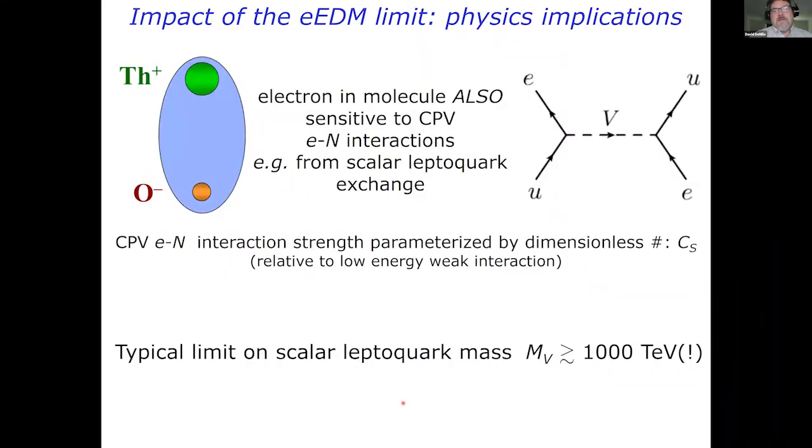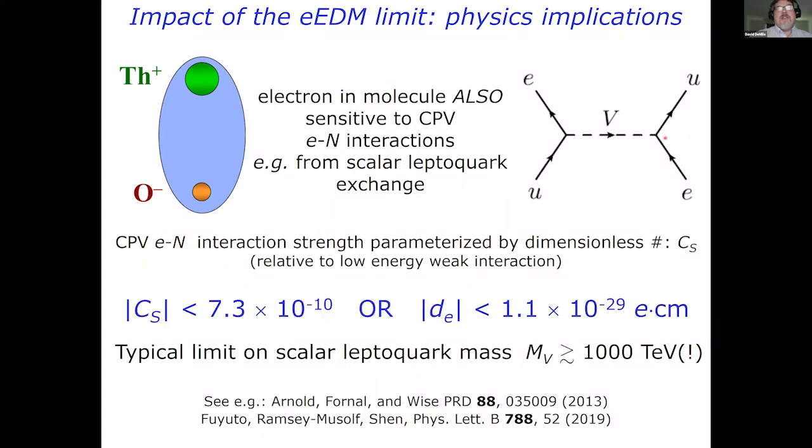To give you a sense of some of the physics impacts here, for example, this sort of scalar particle exchange could also give us the effect that we measure in addition to the electron EDM. So we can set limits on either or both of these. If you are interested mostly in this, our result actually shows that particular particles of this type, known as scalar leptoquarks, have to have a mass of over 1,000 TeV, so 10,000 times larger than the Higgs boson mass, which is quite remarkable.